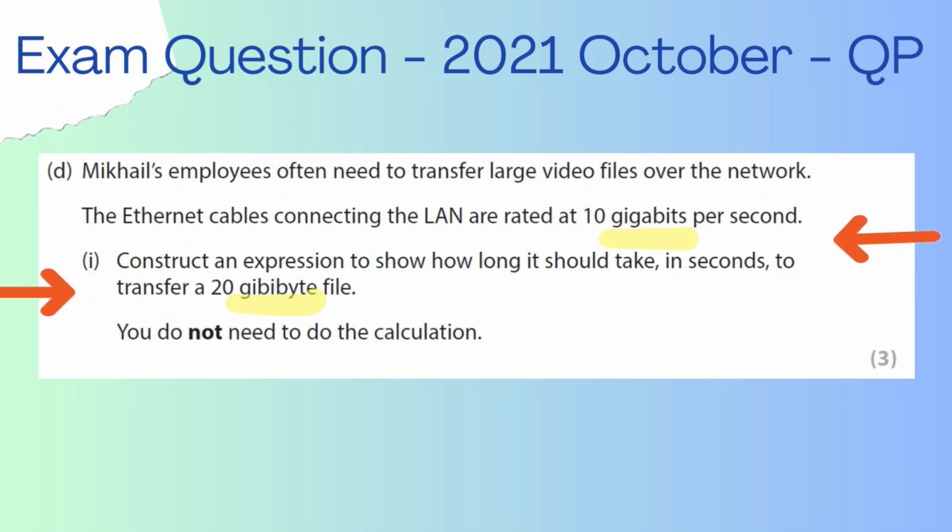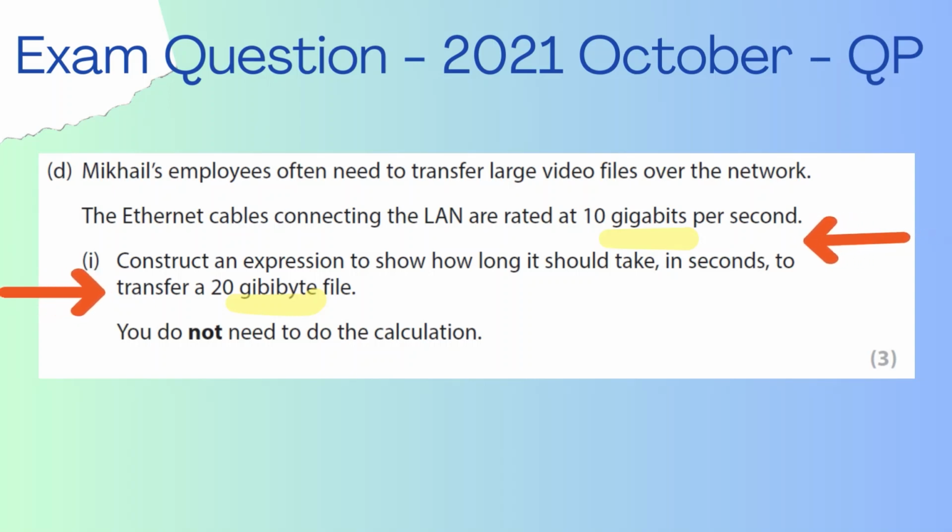Okay. Mikhail's employees often need to transfer large video files over the network. The Ethernet cables connecting the LAN are rated at 10 gigabits per second. Construct an expression to show how long it should take in seconds to transfer a 20 gigabyte file. I have underlined using yellow so that you can see there's a difference between gigabits and gigabyte. You don't need to do the calculation because you don't get marks for that, and it's also a waste of time.